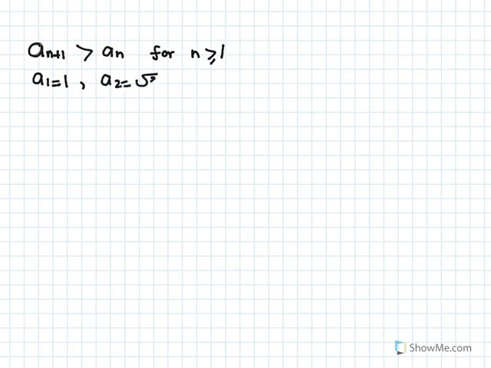Alright, so let's start by proving that this sequence is increasing. To do that, we have to show that a_{n+1} is larger than a_n for n larger or equal to 1. Let's start with a_1. a_1 is equal to 1. a_2 is equal to root 3. So definitely a_2 is larger than a_1 because root 3 is larger than 1. So this condition, a_{n+1} larger than a_n, holds for n equals 1.